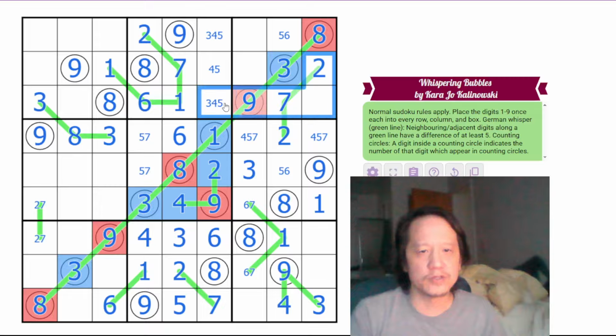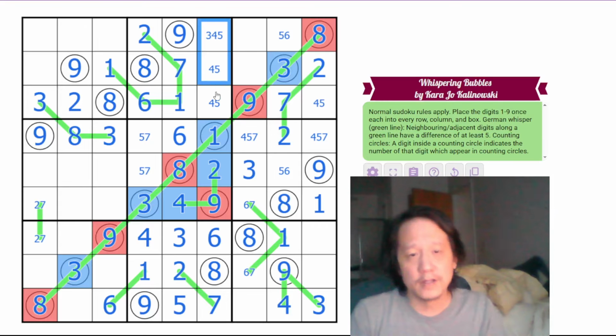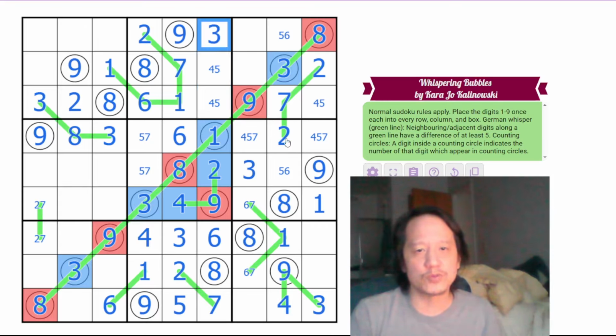Where is the 2 then in row 3? Can't be here because 2 in the box, can't be here because 2 in the box, it must be here, so this is 2. This can't be 3. That means this is 4 and 5 and 4 and 5. That leaves in column 6 a 3 here.